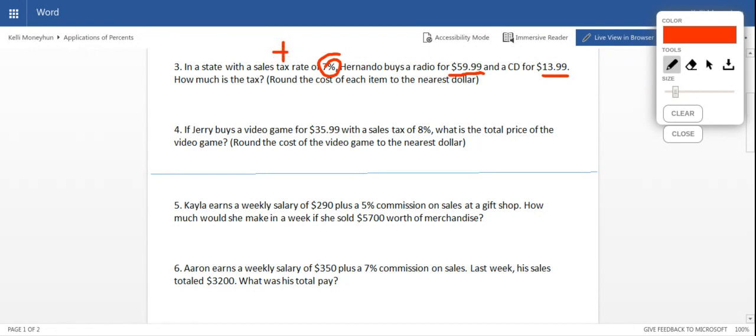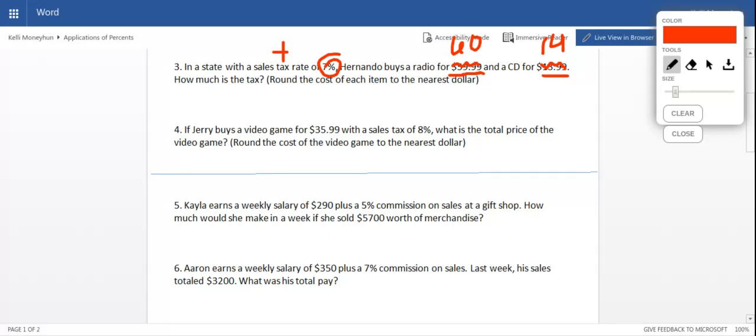And it says round the cost of each item to the nearest dollar. That's great that they're letting us do that. So I'm going to change this to 60. I'm going to change this to 14. Okay. So my first step is to find out what the sales tax is of these 2 items that I'm buying. And then my second step is going to be to add it to my total.